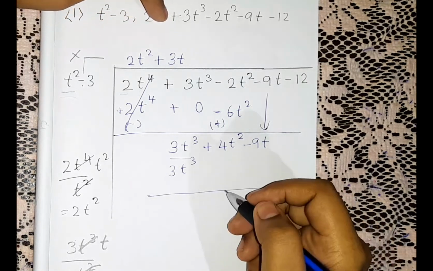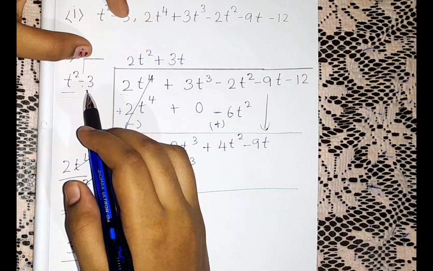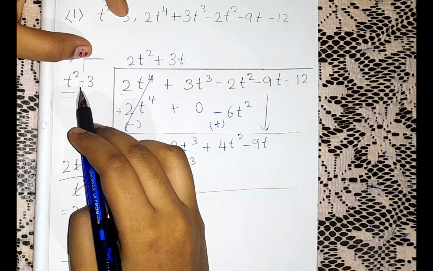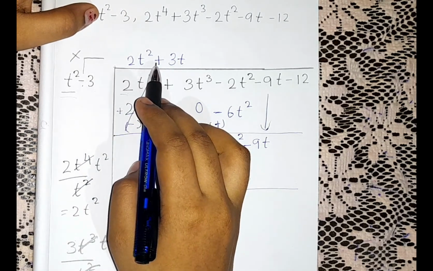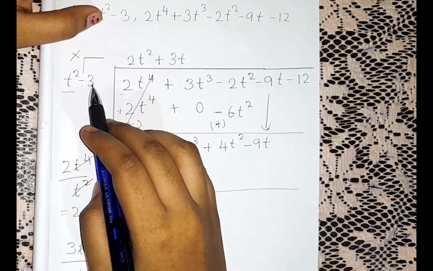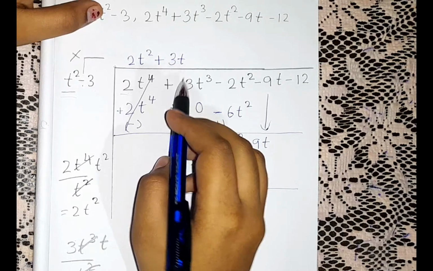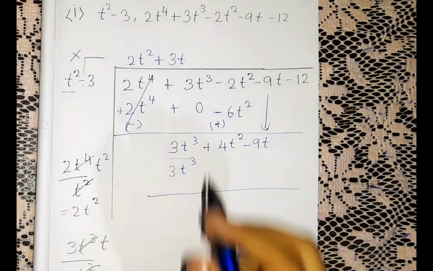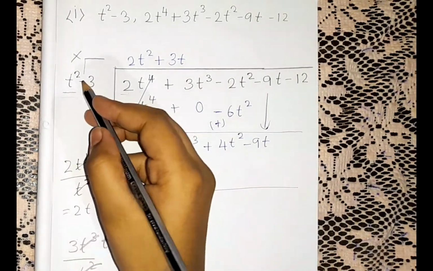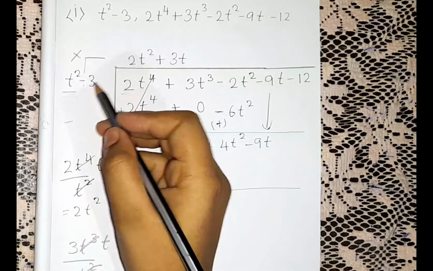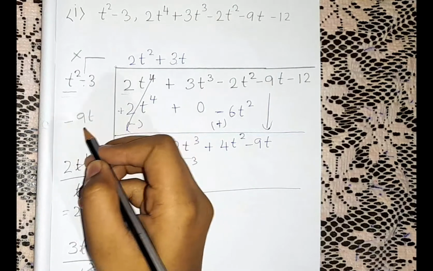Now we are going to be doing it with the next number, that is minus 3. First of all, let us multiply the sign. So minus into plus is minus, and we are going to be multiplying the numbers. So 3 into 3 is 9. And t we have only 1 t, so we shall write it. Now we got minus 9t.